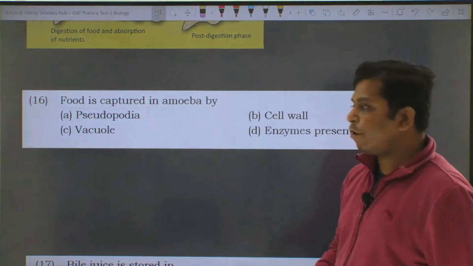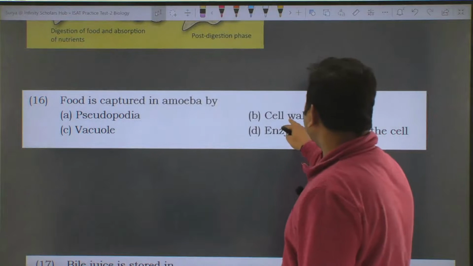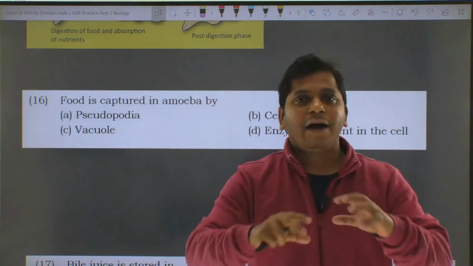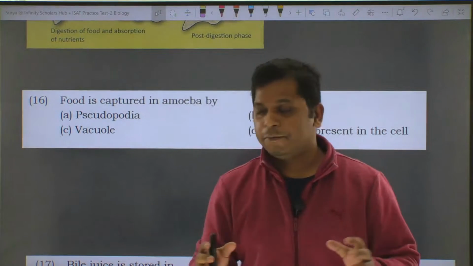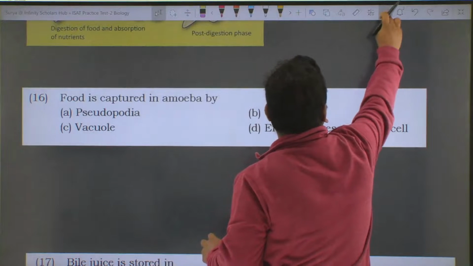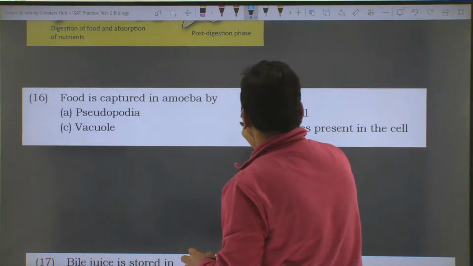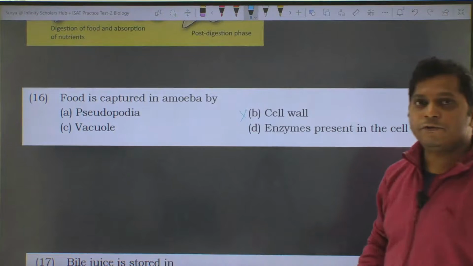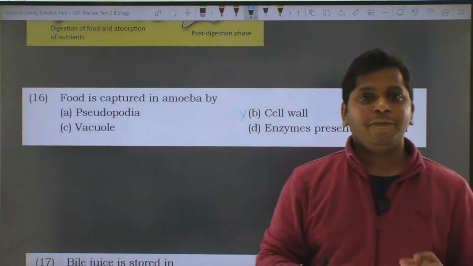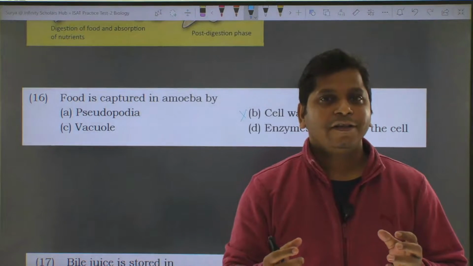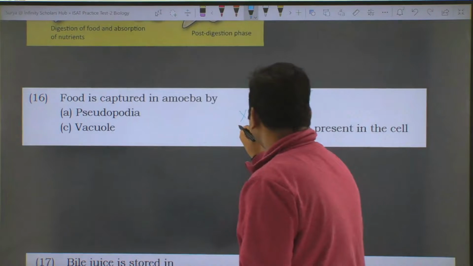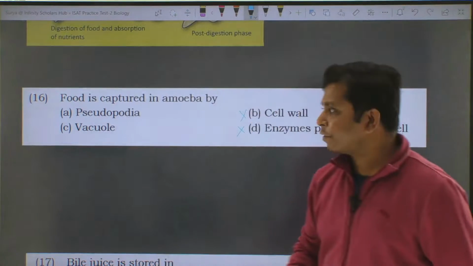So if we look at the options, first of all, cell wall is not going to be the option because amoeba doesn't contain a cell wall. The outer covering of amoeba is just a plasma membrane, so there is no cell wall. So this option is going to be cancelled out, okay. This option doesn't hold true. Enzymes present in the cell are responsible for digestion of the food. They are not responsible for capturing of the food. So this option is also not correct.